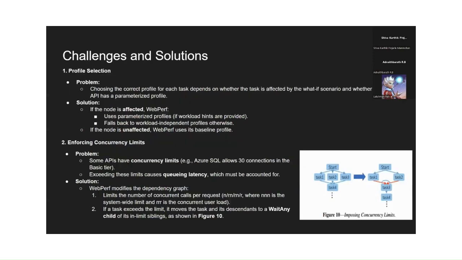Coming to the challenges and solutions. There are two key challenges WebPerf addresses: profile selection and enforcing concurrency limits. For profile selection, WebPerf determines whether a task is affected by what-if scenarios. If it is affected, it uses a parameterized profile with workload hints, or falls back to workload-independent profiles. Otherwise, it uses the baseline profile. This approach prevents queuing latency from disrupting performance, ensuring accurate predictions in complex scenarios.